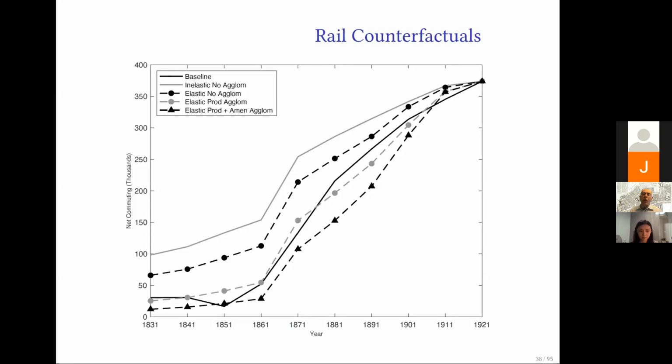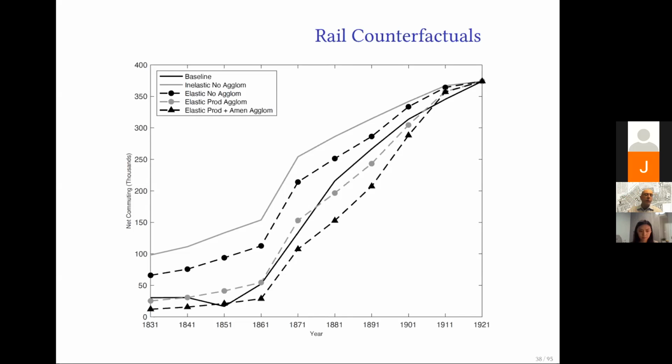And so here I'm showing you a comparison with our earlier analysis. What am I showing here? Net commuting into the City of London back to the early decades of the 19th century. The black line were our earlier predictions when we conditioned on population and the value of land and buildings back into the 19th century. The light gray solid line are the predictions of our models when we hold everything constant at its value in 1921.